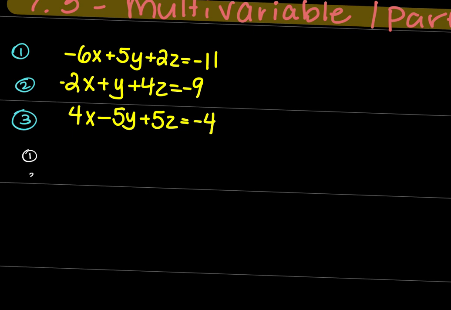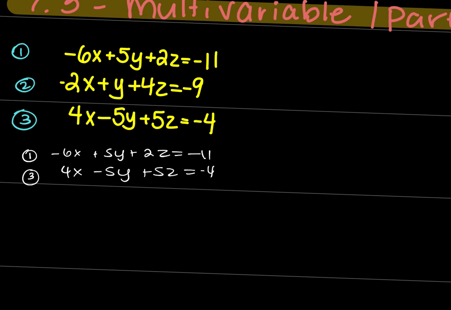1 and 3. So negative 6x plus 5y plus 2z equals negative 11. And then 4x minus 5y plus 5z equals negative 4. Be so very careful. You don't want to make a silly mistake along the way and have to redo this. This is new 1.